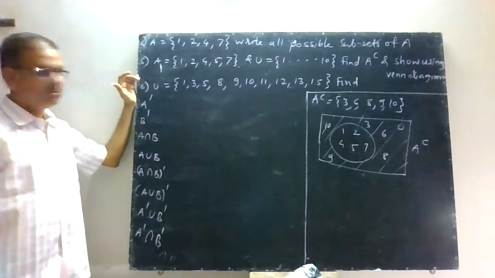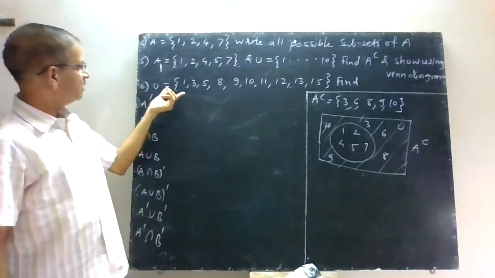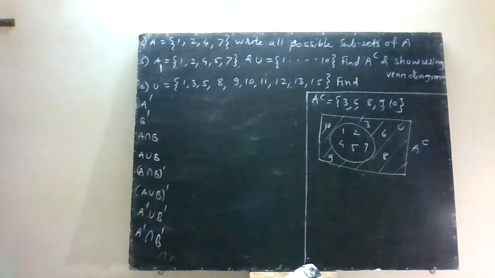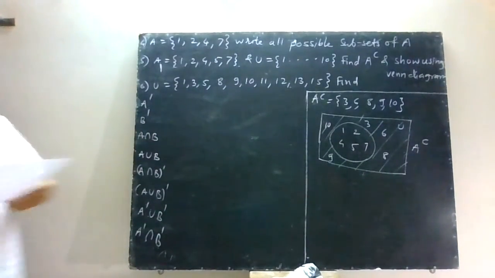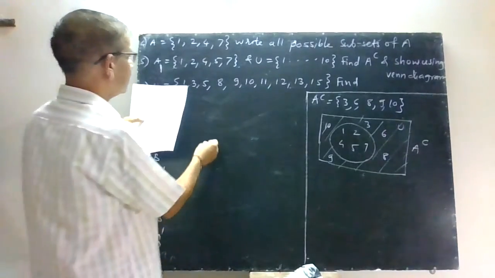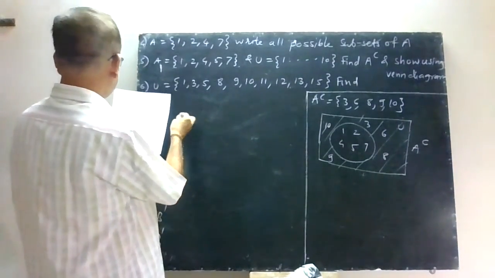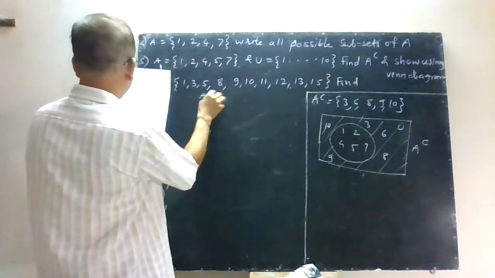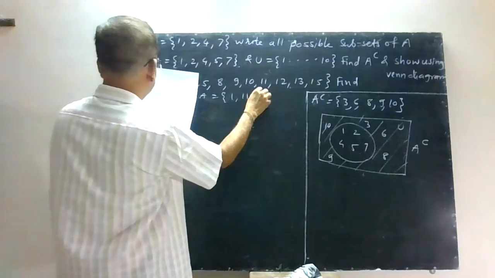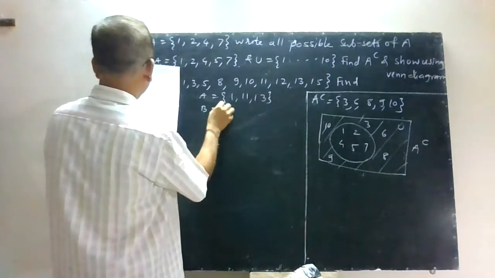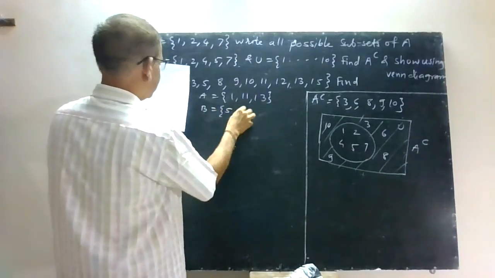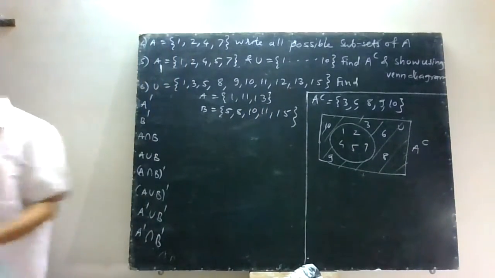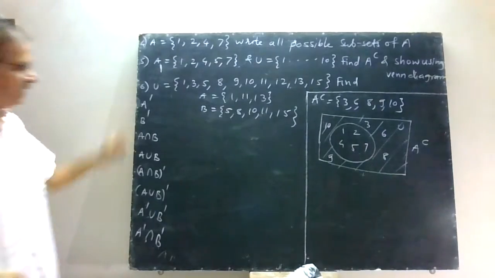Now let us see question number 6. The question is, you have given set U and A is also given to you. Set A is {1, 11, 13}, and set B is {5, 8, 10, 11, 15}. These are the sets given to you and you have to find these sets now.